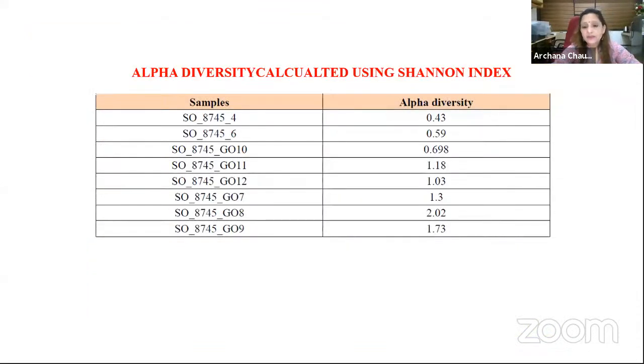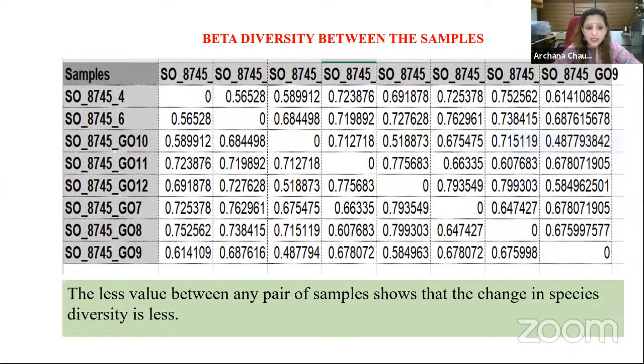If we talk about the alpha diversity between the two, unfortunately right now we have only 2 samples from the Pong reservoir, and we have all 6 samples from the Gobind Sagar reservoir. So we can see that the alpha diversity was higher in the Gobind Sagar reservoir as compared to the Pong reservoir. Similarly, the beta diversity analysis shows that again, the diversity in the Gobind Sagar reservoir is higher than that of the Pong reservoir.